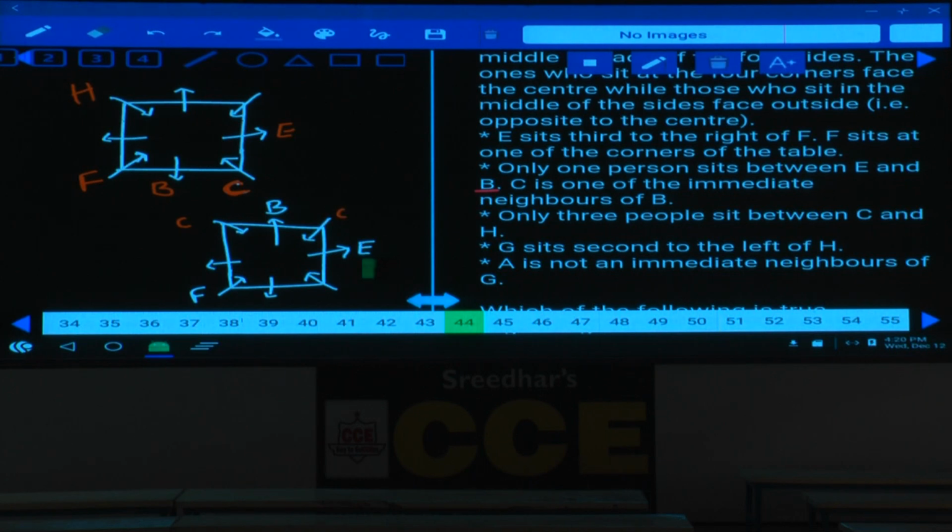And similarly here also, C cannot be at this place, because if C is in between B and E, then what happens here? C and H are opposite to each other, not possible. Hence C will be here. If C is here, then H will be here.